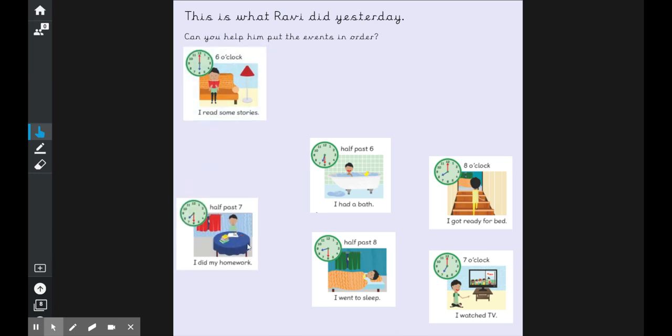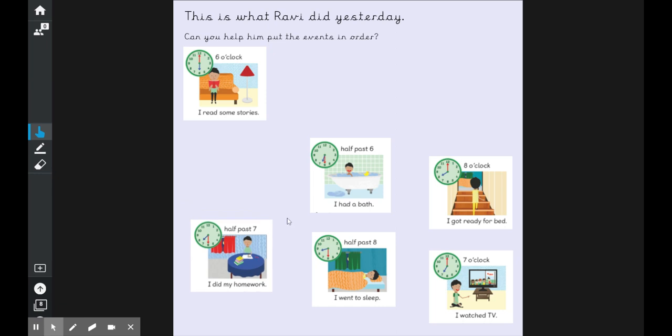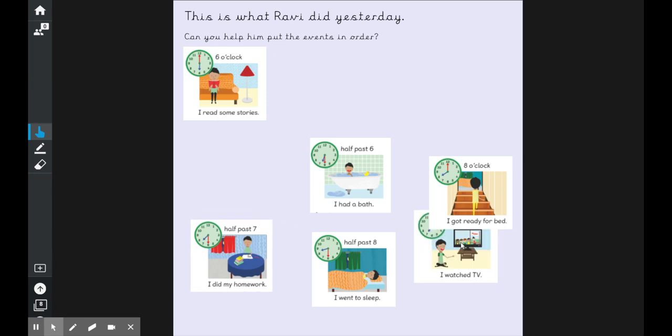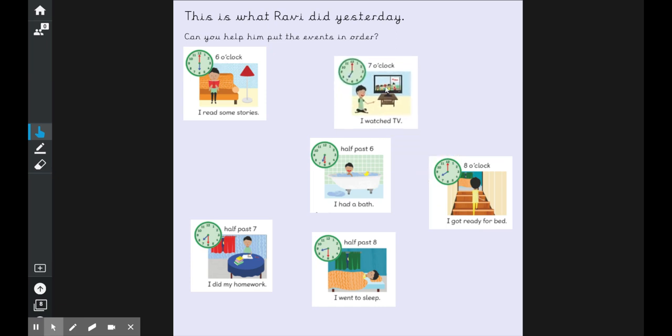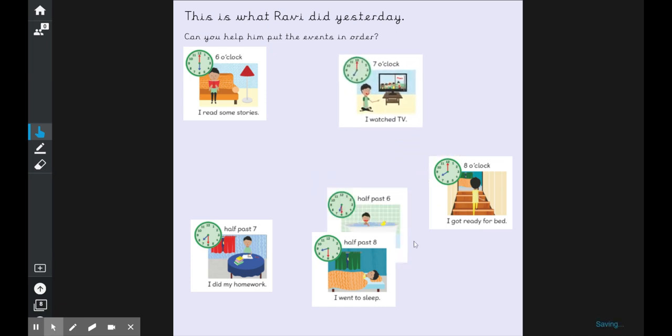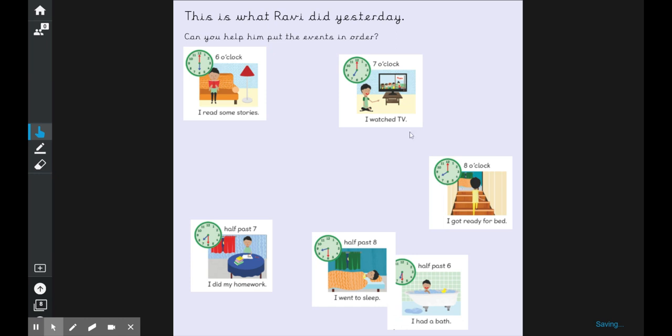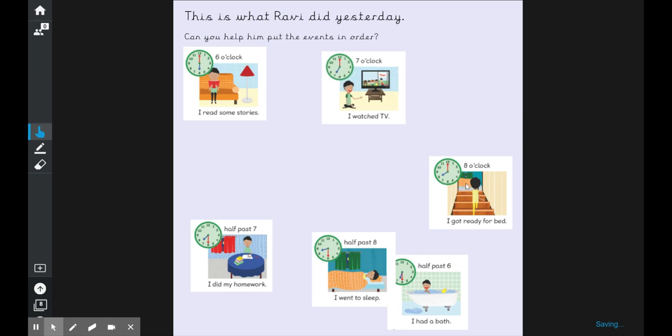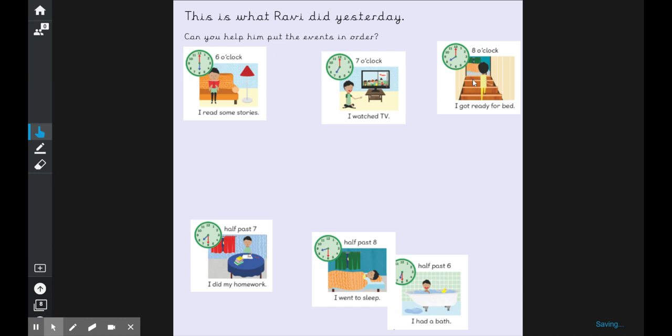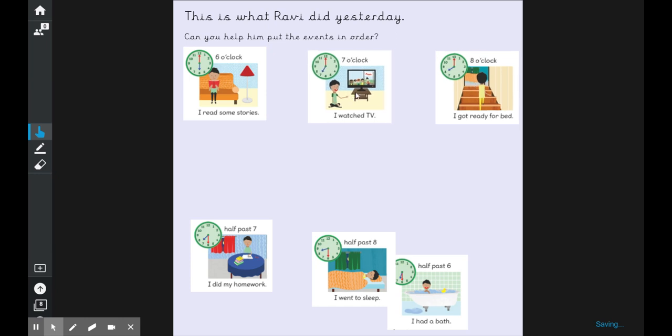Now, what comes after 6? 7 comes after 6. And then what comes after 7? It's the number 8. 6, 7, 8. But I'm not finished because there are 3 more activities here. And they get a little bit trickier because here I've got 7:30, 8:30, and 6:30. We've done the 6 o'clock, 7 o'clock, 8 o'clock.